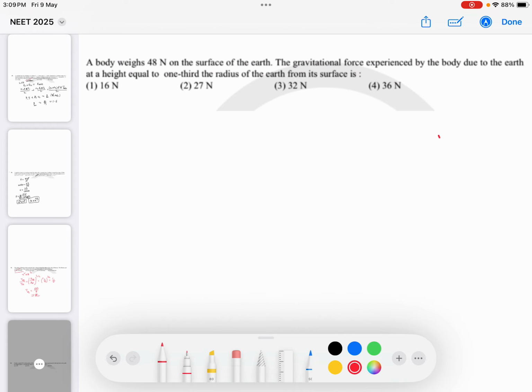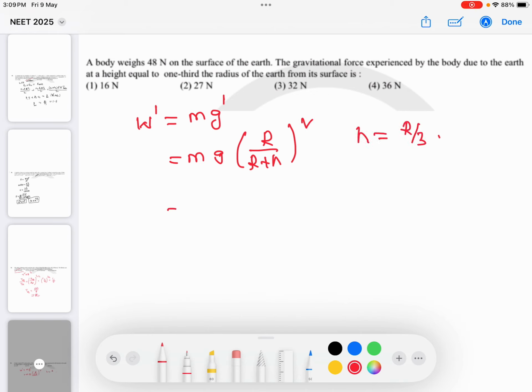So weight of the body with respect to certain height, W dash is equal to mass m into g dash, which is equal to mass m into, with respect to height, g dash value is equal to g into R by R plus h whole power 2. Here giving h value is equal to 1/3 of the radius. So which is equal to mg into R by R plus R by 3 whole square. So we get the answer is 27 Newton. Option number 2 is existed.